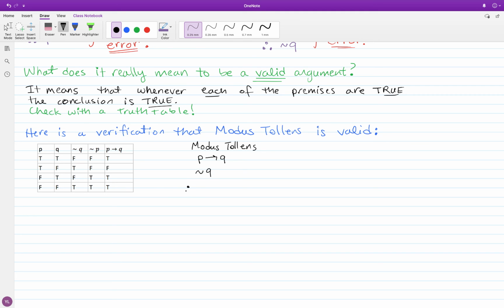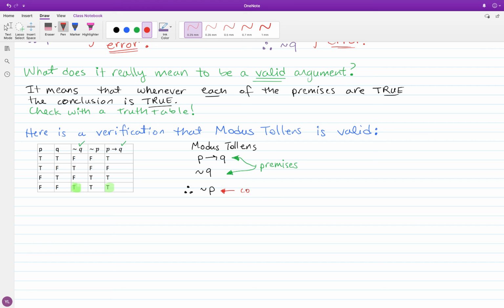So here's what modus tollens is. P implies Q, not Q, therefore not P. So these are the two premises. Let me identify them in the truth table. I've got P implies Q and there's not Q. And those are simultaneously true just in one row, in the very last row. Is it the case that the conclusion is also true in that row? Yes.